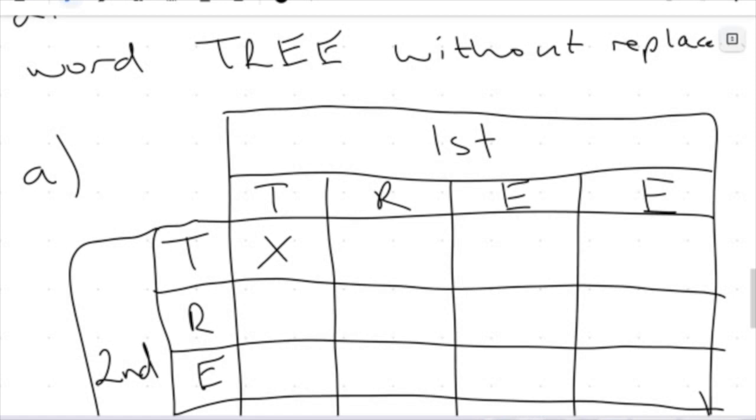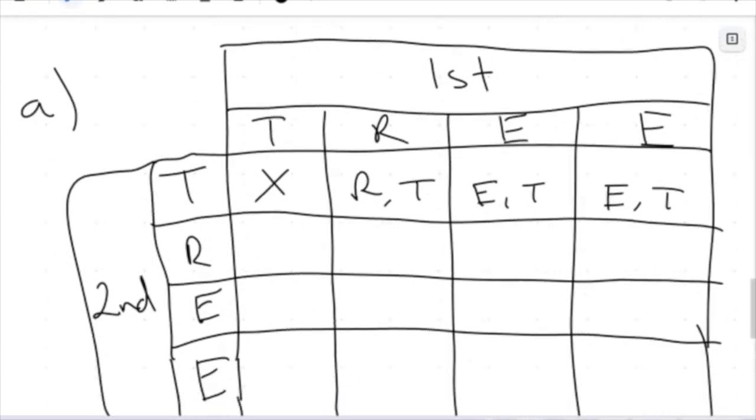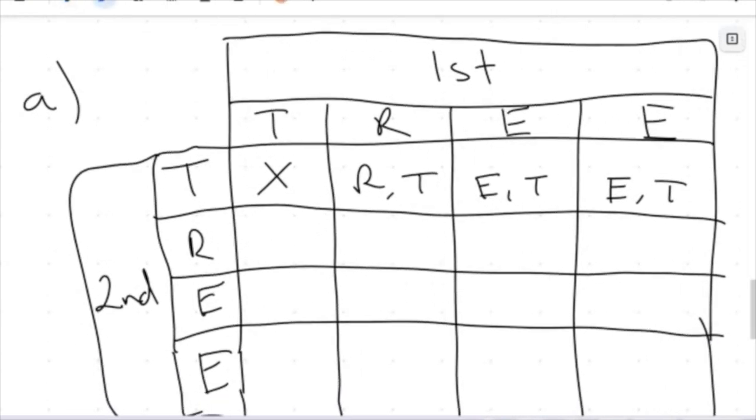So our next option is getting R and T. This is possible. I can get E and T, and I can get E and T. This is okay because I've pulled out an R first, an E first, and another E first. So it makes sense that for all of these I have a T to choose from, because it hasn't been taken out yet. Only here, this can't be possible.